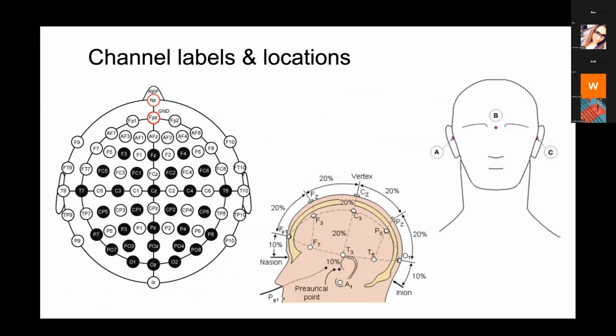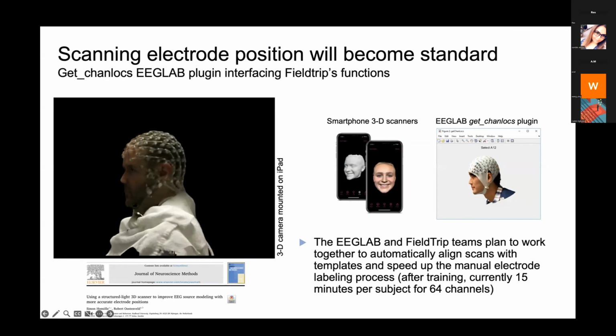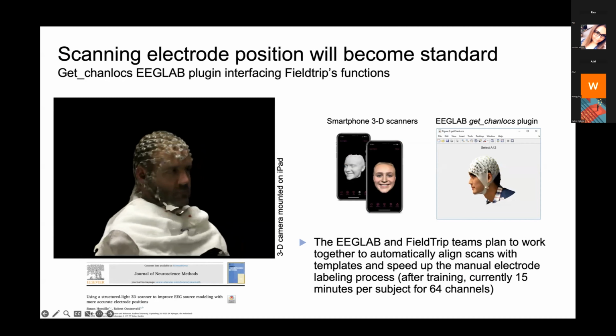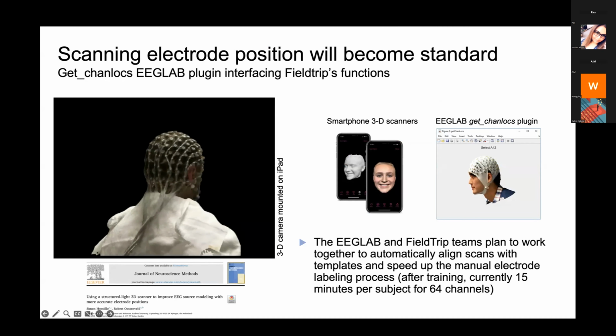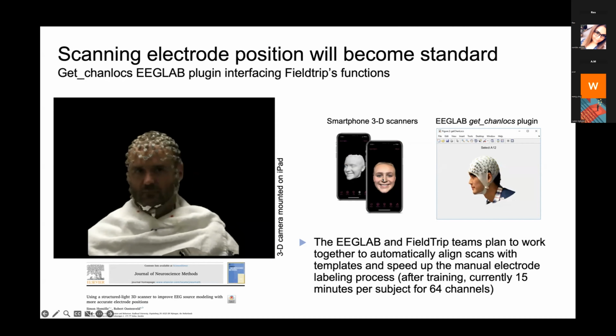So these are channel labels and locations. So usually, like 10-20 channels in black, etc. And often you can scan locations, which we recommend. Robert Oostenveld, who was there in another symposium, his team in FieldTrip has developed a program to scan the head in 3D. And in EEGLAB, we also have a program to import that. Hopefully, this will become standard in the next few years because it's very easy to do.